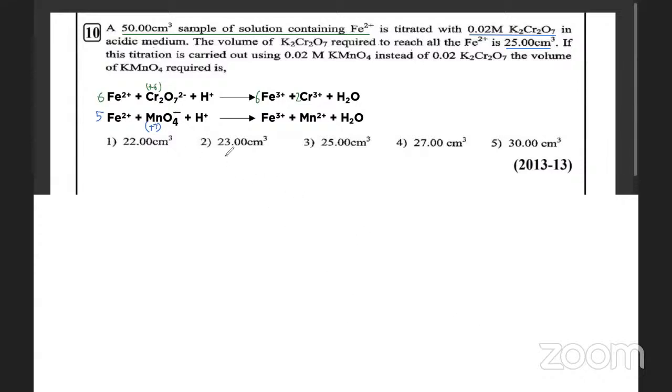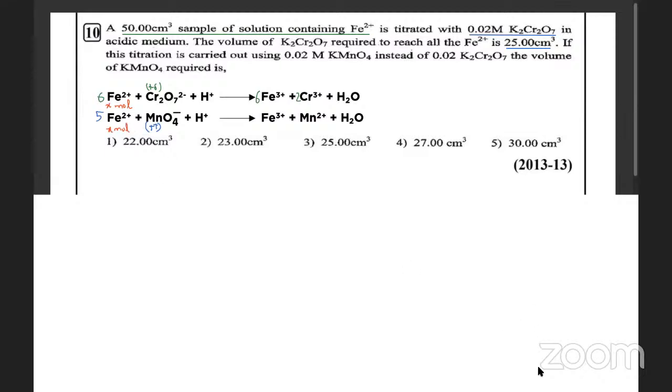Anyways, now we know the stoichiometry between Fe2+ and dichromate, and we know the stoichiometry between Fe2+ and permanganate. They're not changing the number of moles of Fe2+, right? If the titration is carried out using 0.02 M KMnO4 instead of 0.02 M K2Cr2O7, they have not changed the number of moles of Fe2+. Since it's unknown, I'll take it as X. That means here also X.